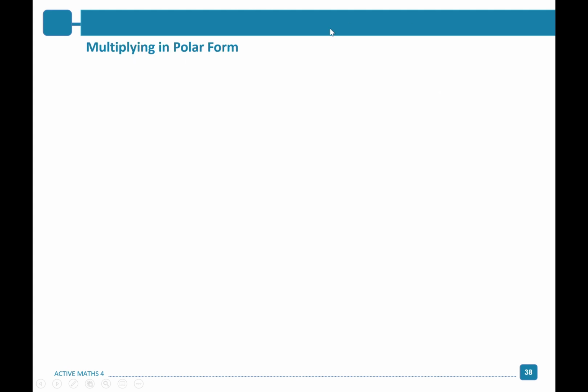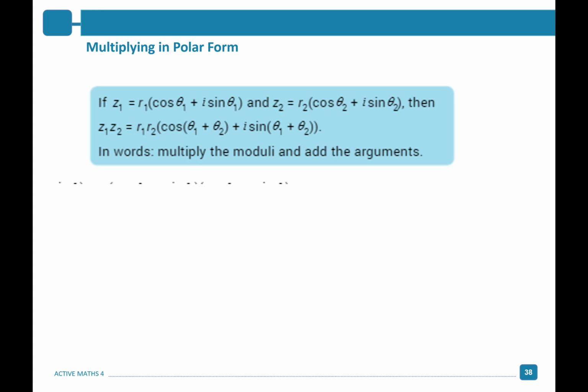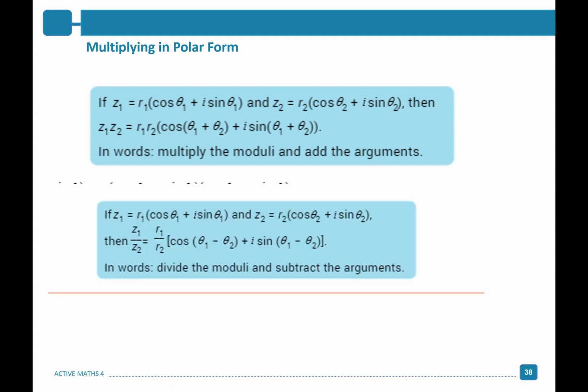Let's look at how we can multiply values in polar form. If we have two complex numbers and we want to multiply them when they are written in polar form, we multiply the moduli and we add the arguments. If you have two complex numbers written in polar form and you would like to divide these, we divide the moduli and subtract the arguments. Please pause and take this down.